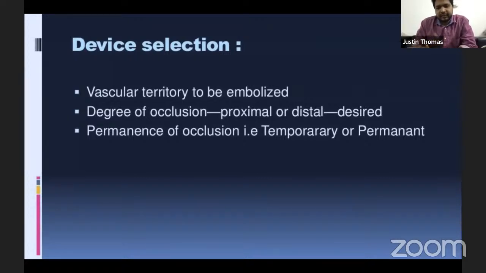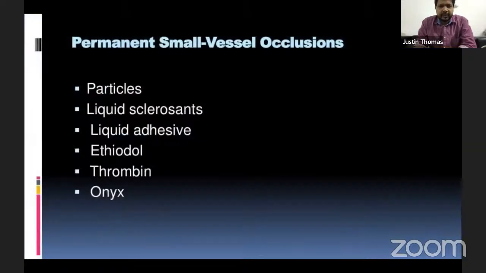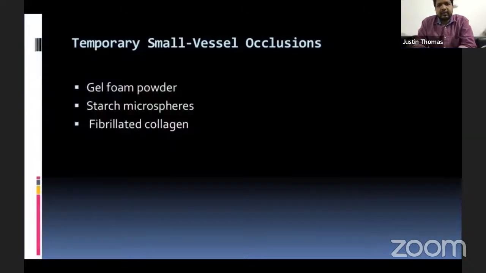The position of the vessel, proximal or distal, also matters, and whether we need to occlude the vessel temporarily or permanently. For permanently occluding large vessels, coils, balloons, and vascular plugs are used. To permanently occlude a small vessel, particles and liquid embolic agents can be used. To temporarily occlude a large vessel, gel foam sponge and autologous blood clot are used. And for temporarily occluding small vessels, gel foam powder, microspheres, and fibrillated collagen are used.